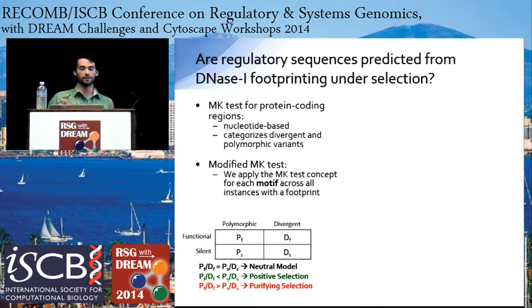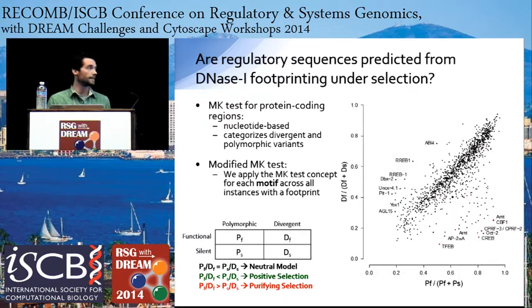And now the rest is similar to the MK test, where you generate a score, and from the score you can estimate the direction of selection. And so what we see is that the XY line is about here. So one thing we see is that most of them are shifted towards purifying selection. However, if you look at the factors that have higher scores for positive selection, we see factors that tend to regulate neural and developmental processes.